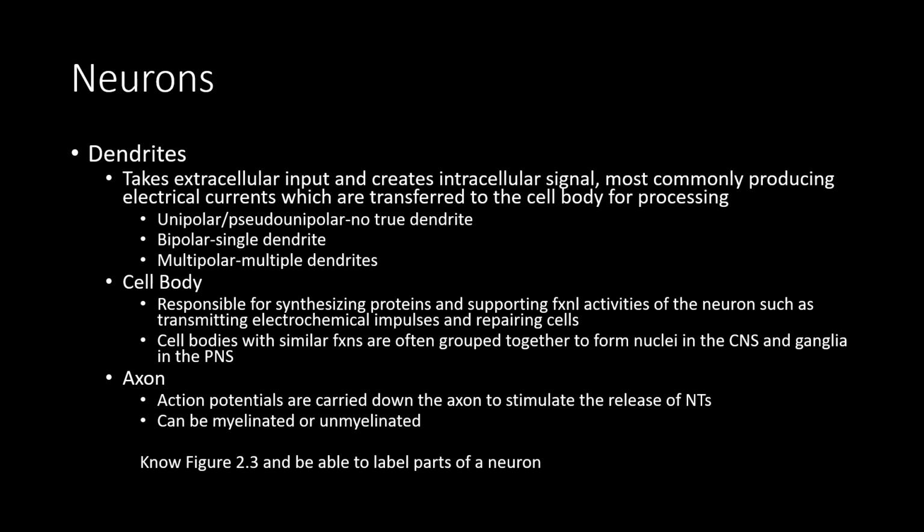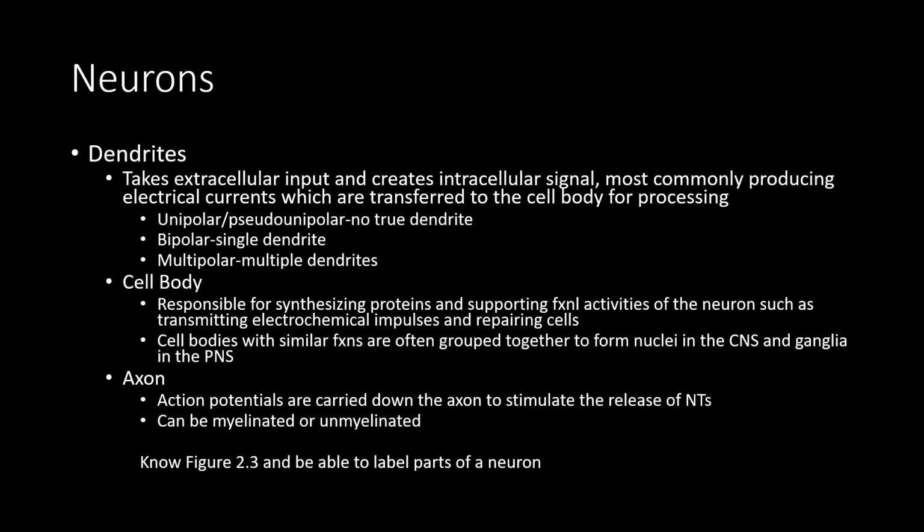The cell body is the main part of the neuron, and that's where the nucleus is going to lie. And it's responsible for synthesizing proteins, supporting functional activities of the neuron, such as transmitting electrochemical impulses and repairing cells. The cell bodies with similar functions are often grouped together to form nuclei in the central nervous system and ganglia in the peripheral nervous system. And so their dendrites will all extend from this grouping of cell bodies, and their axons will all extend from this grouping of cell bodies. And it helps to strengthen the nervous system.